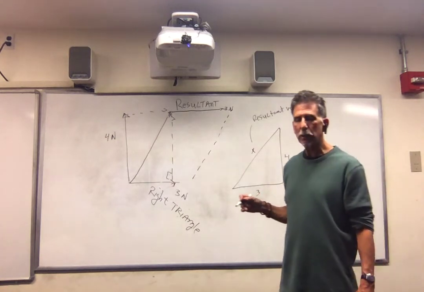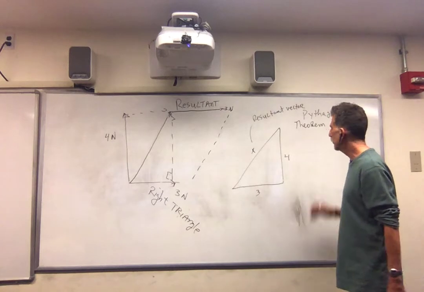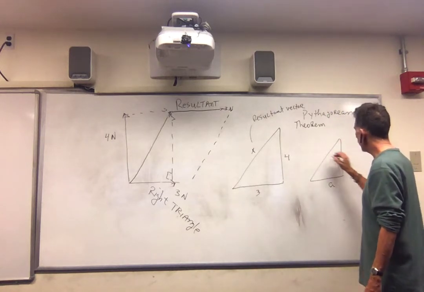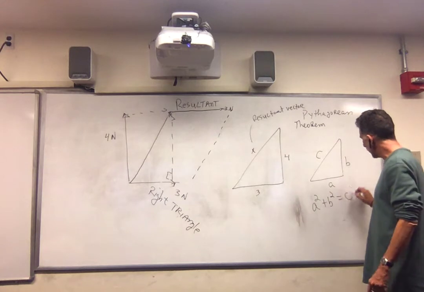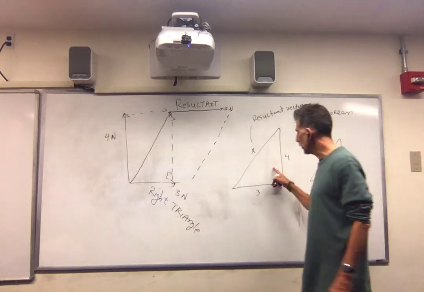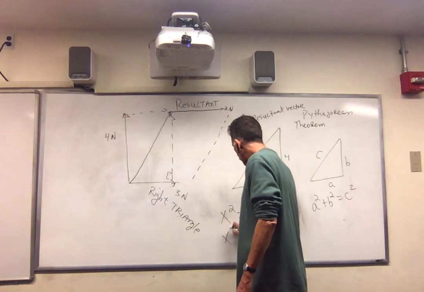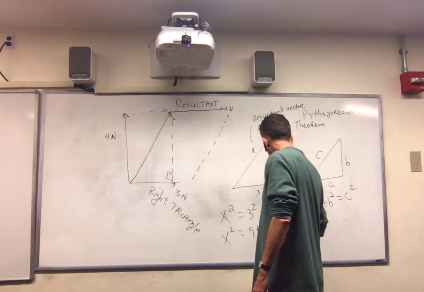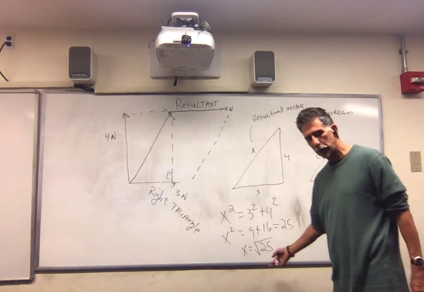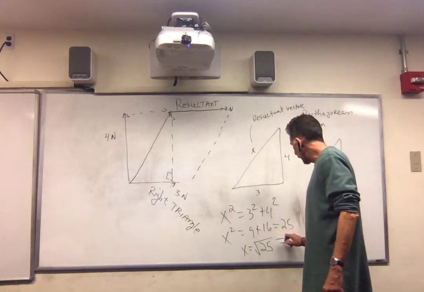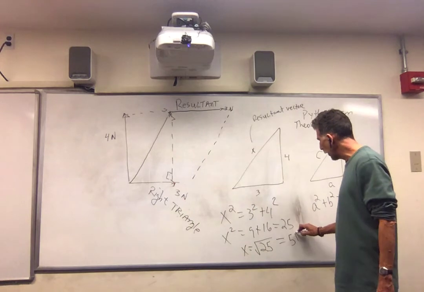Does anybody remember whose theorem this is? It's called Pythagoras. Pythagorean theorem. Let's draw here. We have A, B, C. Do you remember this? A squared plus B squared is equal to C squared. If we look at this triangle, we have x squared is equal to 3 squared plus 4 squared. So x squared is 9 plus 16, which is 25. So x is the square root of 25. Remember, here it's an exact number; otherwise, you can approximate. And here we get 5. So the resultant vector would be 5, or 5 newtons.